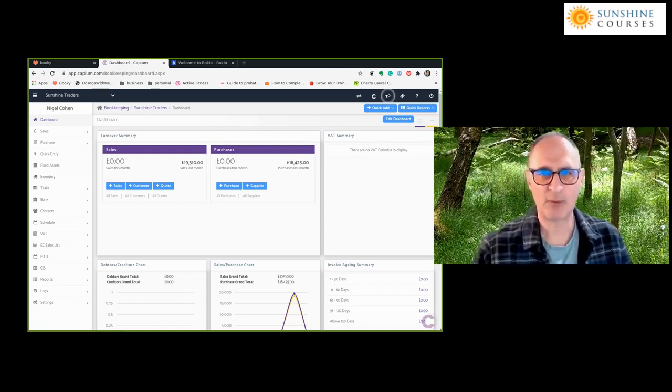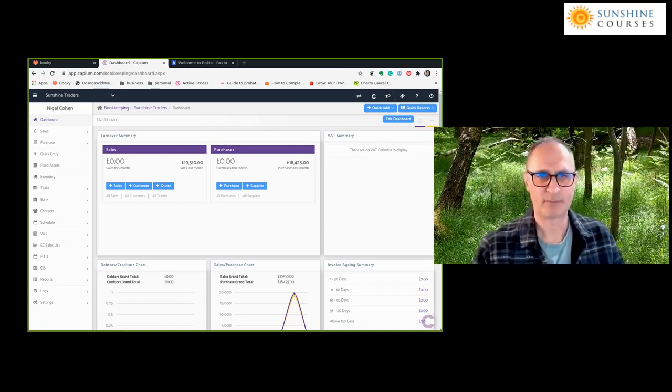So the one I'm showing you at the moment is Capium. And Capium has got a few neat features. One of them is something it calls the quick entry.